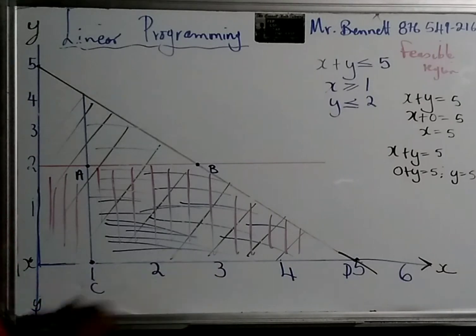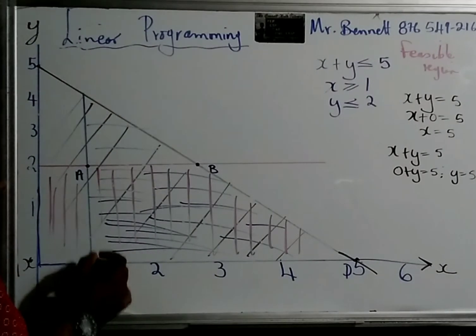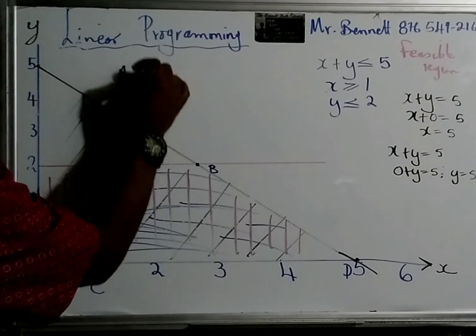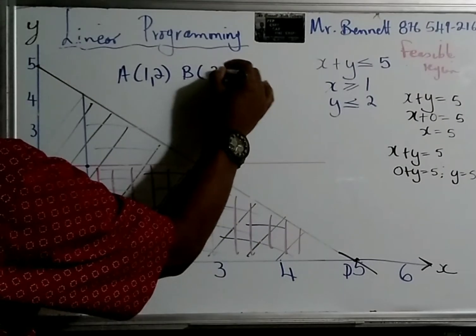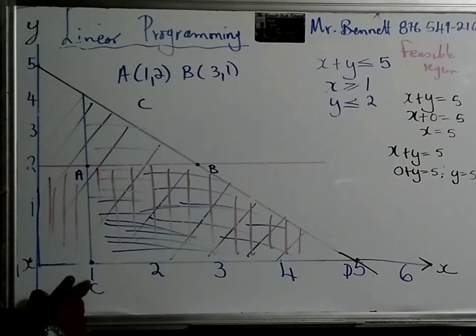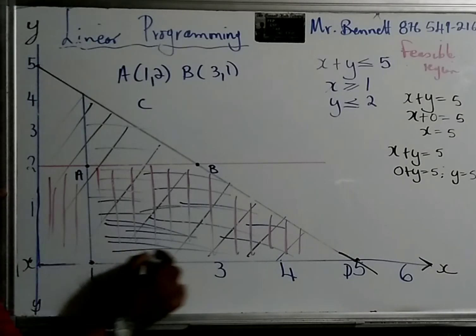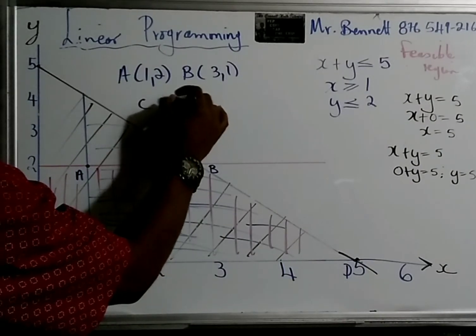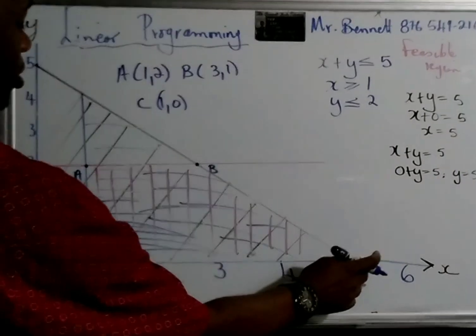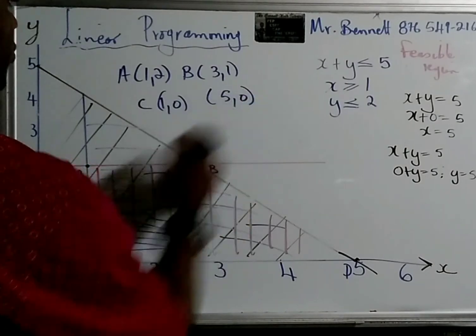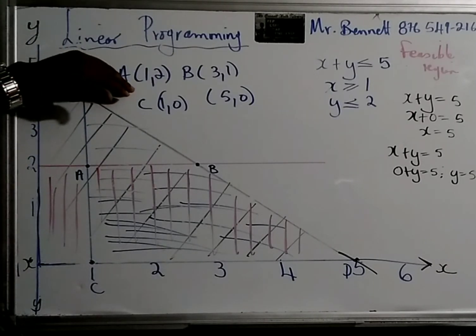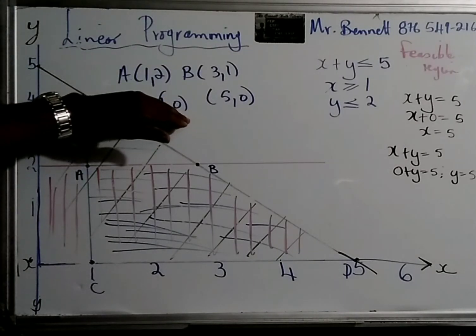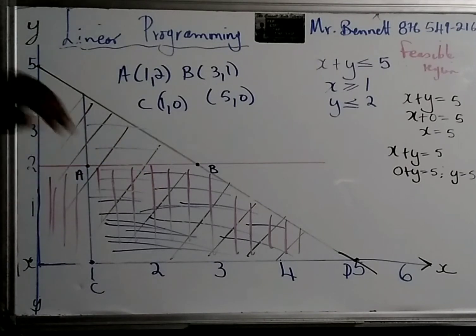So this is where the solution will come from. We take these points: A is at point 1, 2. B is at point 3, 1. And C, let's see where C is. Remember, this is the line y equals 0, so this is 1, 0 on the x-axis. Similarly, this would be 5, 0. What CSEC loves to do is give you the profit. So you plug in all these values in the profit, and the one that gives you the highest value would be the optimum, the maximum value.